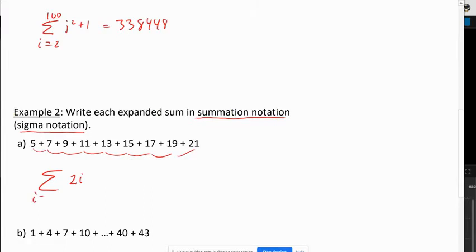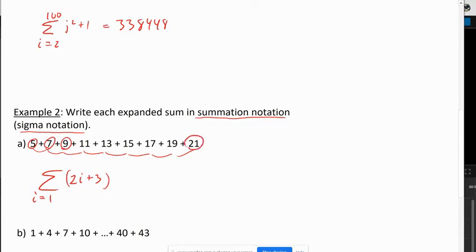So if I want to start at i equals 1, by the way, you can start at any i value you want, but if I start at i equals 1, I'm going to have 2 times 1, which is 2. I would need to add 3 to get to 5. So when I plug in 1, that's going to be 2 times 1 plus 3, and that gives me 5 as my answer. Okay, now when I plug in 2, I get 4 plus 3, which is 7, and that matches. When I plug in 3, I get 6 plus 3, which is 9. So it seems like this expression is going to work.